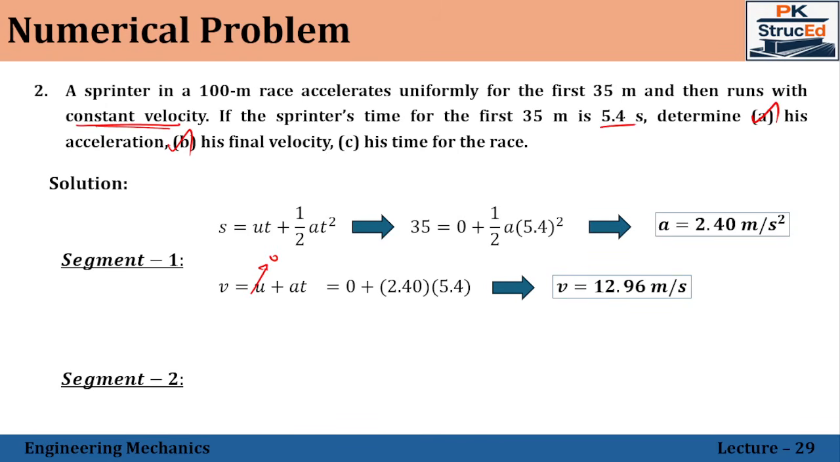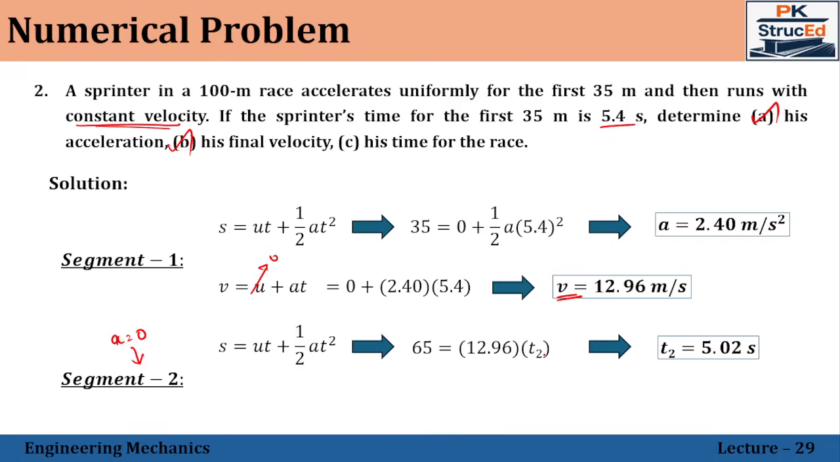Now moving on with the second segment, in which the distance to be covered is 65 meters. He is going to maintain the uniform velocity, thereby the acceleration is 0 for this segment. So substituting in S is equal to ut plus half at square, in which a is 0, therefore S is equal to ut alone. So 65 meters is the second segment, 12.96 is the velocity, and t2 is the time taken for covering the second segment of the race.